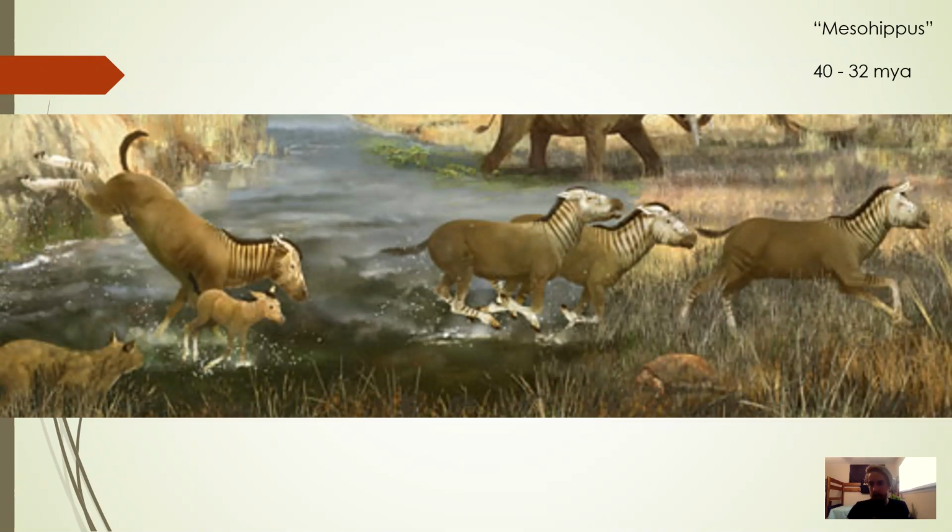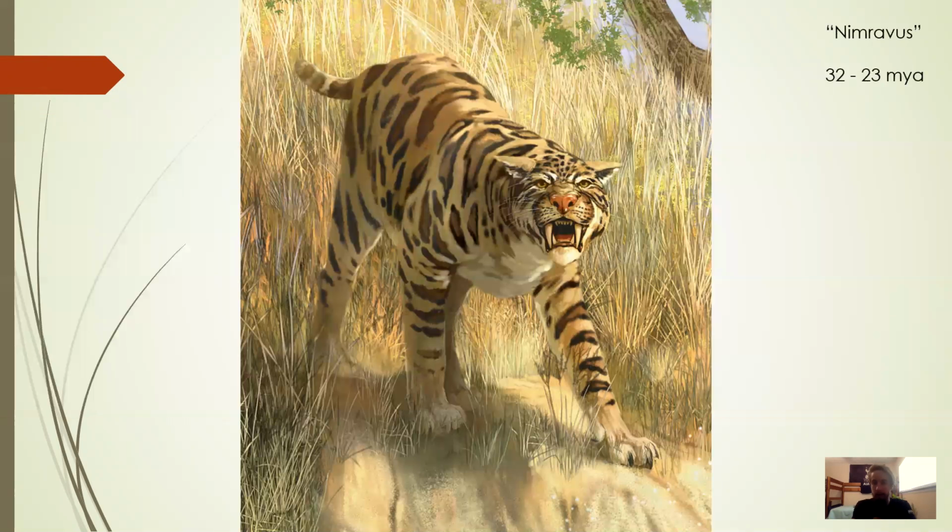So Mesohippus is known to have existed from about 40 million to 32 million years ago. This is according to the New and Old World database. Now, keep in mind the Miocene did not begin until well after 32 million years ago. So with that in mind, for this to be a Miocene river environment, this animal cannot be a Mesohippus. Some of the other animals in this environment include the Nimravis that's identified, and the date for the Nimravis is 32 million to 23 million years ago. This is also from the New and Old World database.